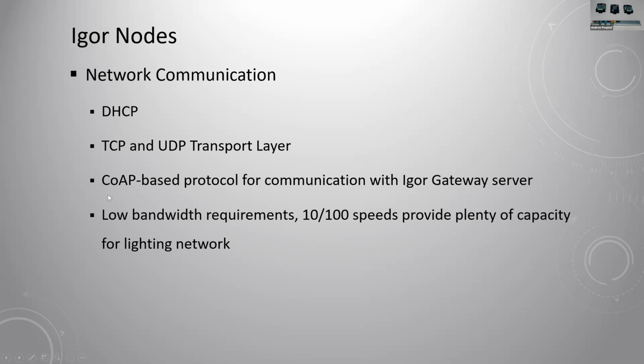Then once the communication is established, we're using a CoAP protocol for that communication between the node and the gateway server. We used to use UPnP, but CoAP provided us a much smaller packet size, which lowered our bandwidth requirements, lowered the amount of traffic on the network, and just improved performance overall. So it allows for very fast, very speedy communication back and forth between the Igor nodes and the gateway server.